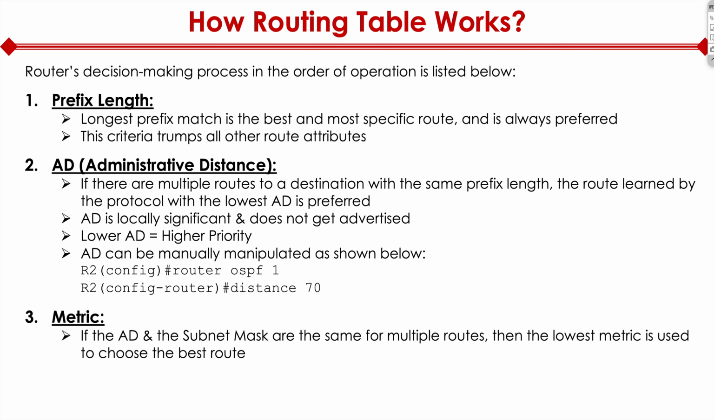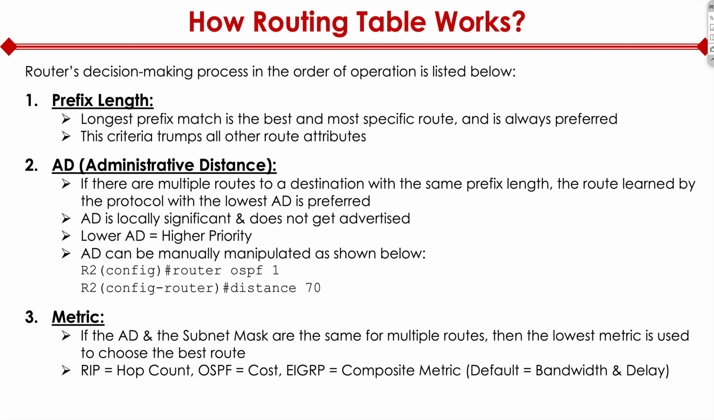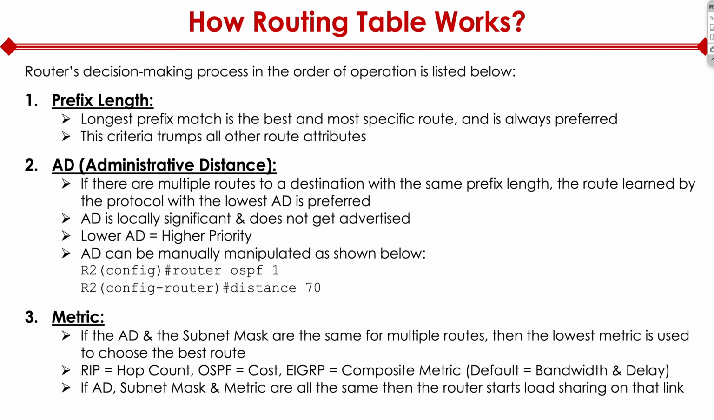And the final criteria is metric. If the administrative distance, subnet mask, and prefix length are all the same for multiple routes, then the lowest metric is used to choose the best route. RIP uses the metric of hop count, OSPF uses the metric of cost, and EIGRP uses what's called a composite metric or K values, and the default is bandwidth and delay for EIGRP. If administrative distance, subnet mask, and metric are all the same, then the router starts load sharing on that link.